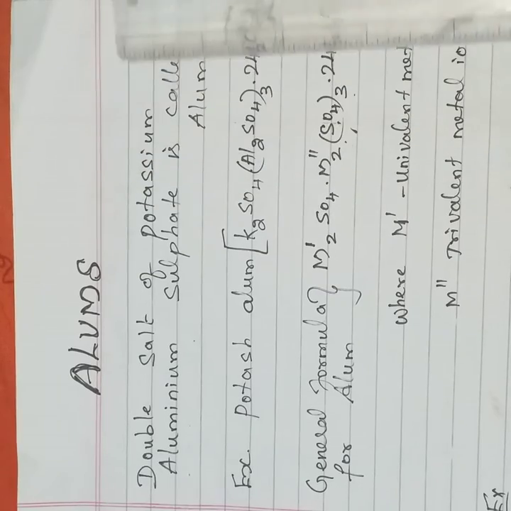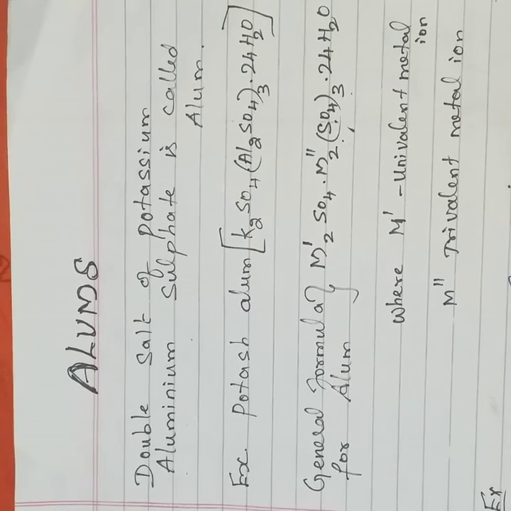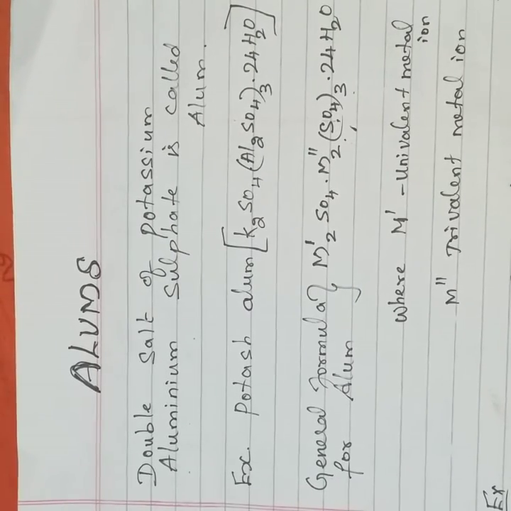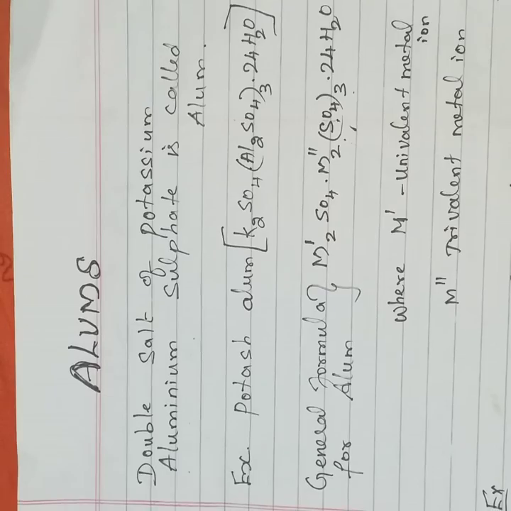So what do you mean by alum? Alum, in Tamil, is called padigaram. For the purification of water, a black stone is used. It is called alum. Or in many houses, at the entrance of the room, a white stone is tied. That is also called alum.